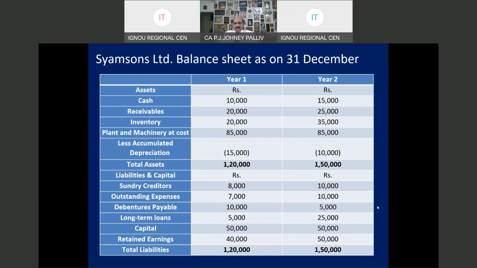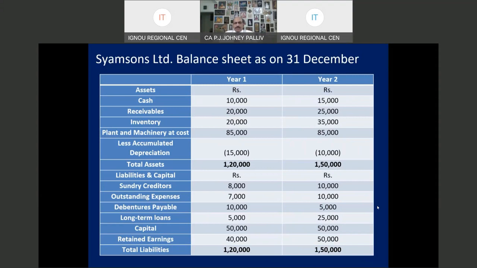In the liability side, you can see the sundry creditors. Sundry creditors means amount payable to suppliers, or we can call it payables. Year one, 8,000. Year two, 10,000. The outstanding expense means expenses payable, maybe salary payable, rent payable, electricity charges payable, etc. Therefore, the amount payable, first year 7,000, second year 10,000.